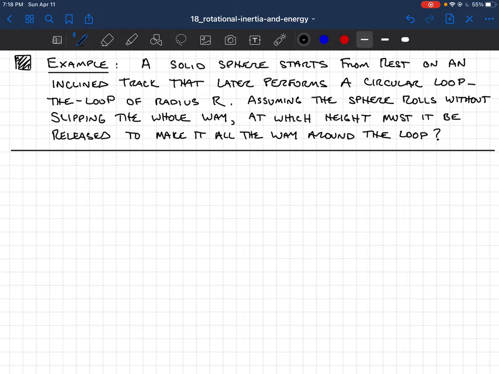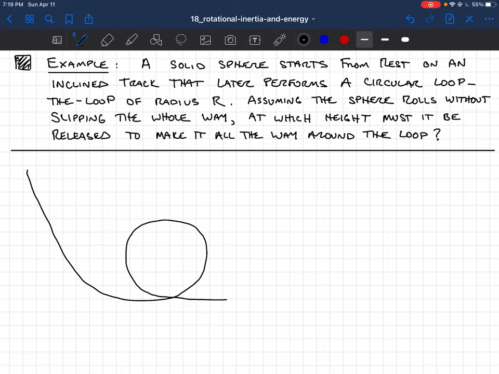Let's do an example of it. This is an example that we've tried out before, where we have an object that goes around a loop-the-loop. But now we're going to allow it to be a ball that can roll. So we have some track that comes down and goes through a circular loop-the-loop, like this. And it's going to be a solid sphere. That solid sphere has some mass, M, but it also has some radius, rs. I'll call it rs because I'm going to call the radius of my loop just r. And it's going to roll without slipping.